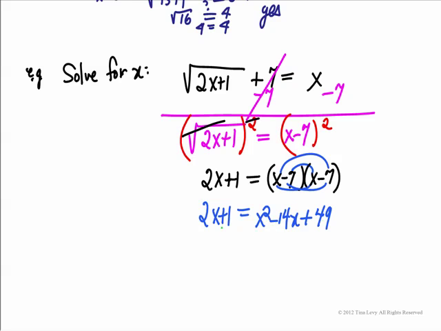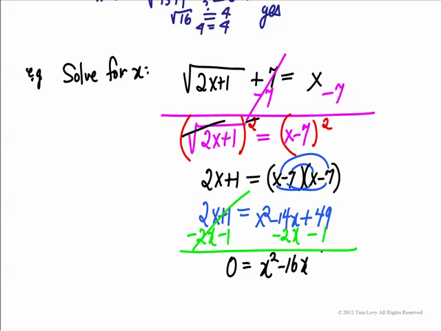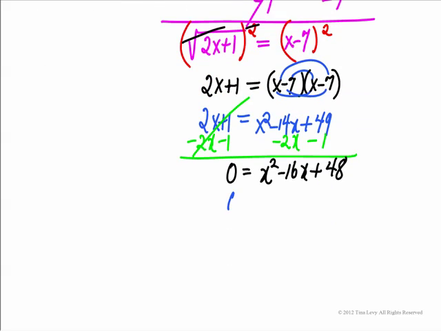The minute we have an x squared, we know we need a 0 on one side. So we're going to subtract 2x and subtract 1. That's going to give us 0 is x squared, negative 16x, 49 minus 8 is plus 48. Now we're going to factor, and after some work, we see this will be x minus 12 and x minus 4.